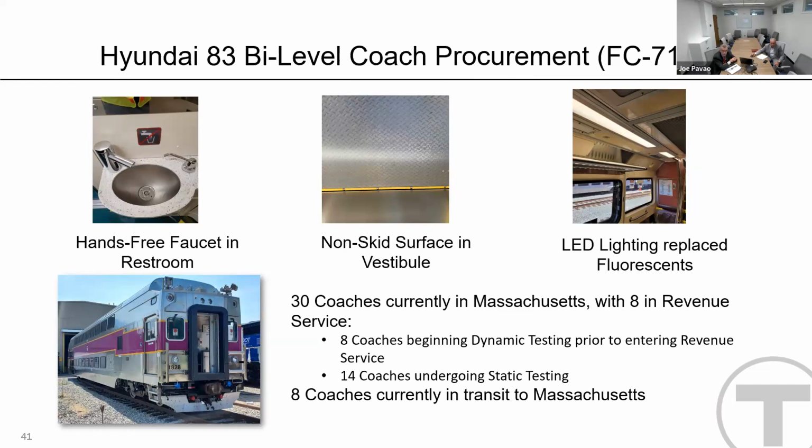So a new delivery that we've got well underway. We've got 30 coaches of our new Hyundai Rotem bi-level coaches for our commuter rail. We got 30 of them in Massachusetts. Another 4 of them have just arrived yesterday in Baltimore, and they're being offloaded, and they'll be delivered to MBTA over the next couple of weeks.